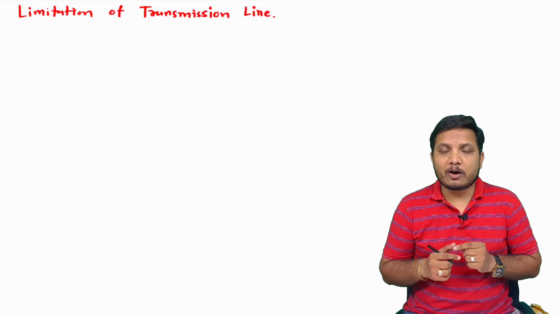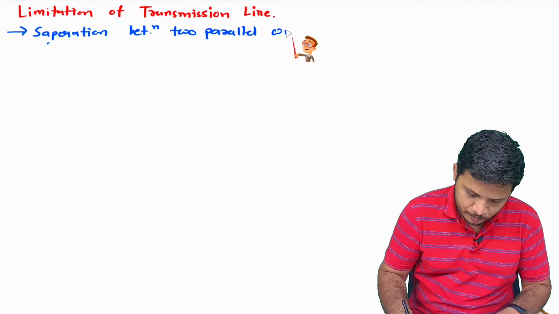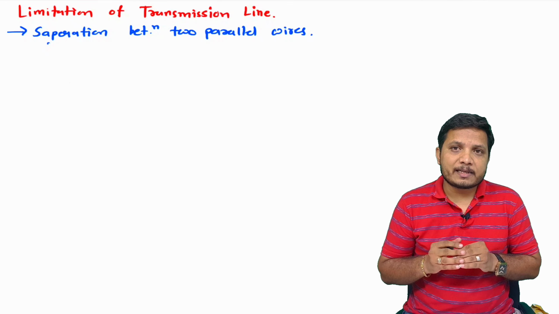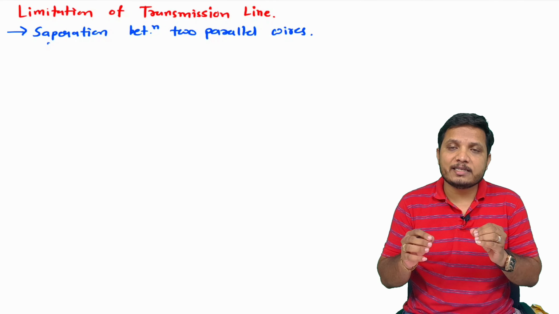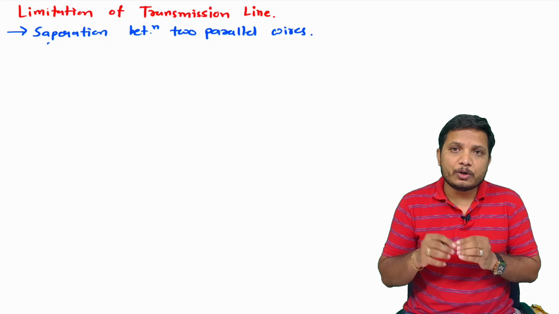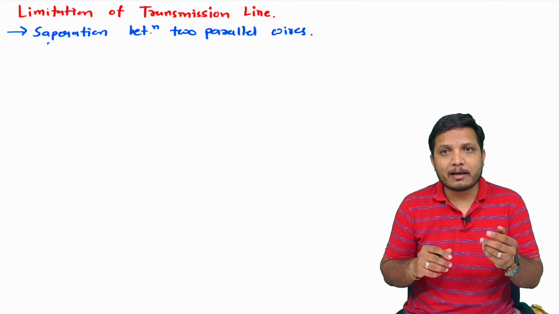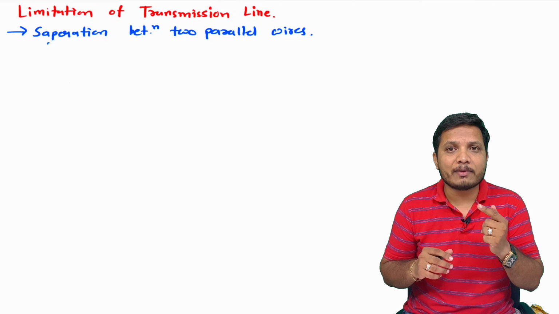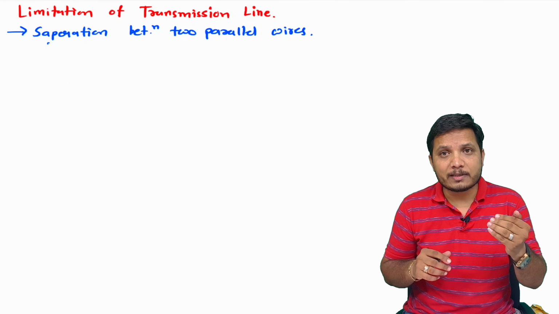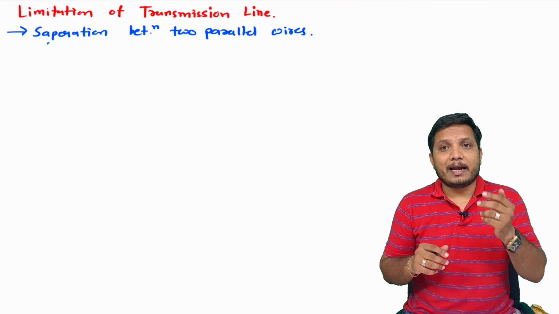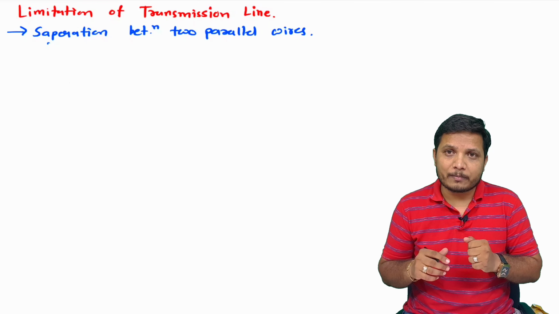The first limitation of transmission line is the separation between two parallel wires. When we fabricate a transmission line, the separation of the two parallel wires is fixed. One cannot change that separation. But one thing that one should know: when you operate at lower frequency, the wavelength will be higher and the separation required between two parallel wires will be higher. When you operate at higher frequency, at microwave frequency, the wavelength will get shorter, and at that wavelength the separation required between two parallel wires will be lower.